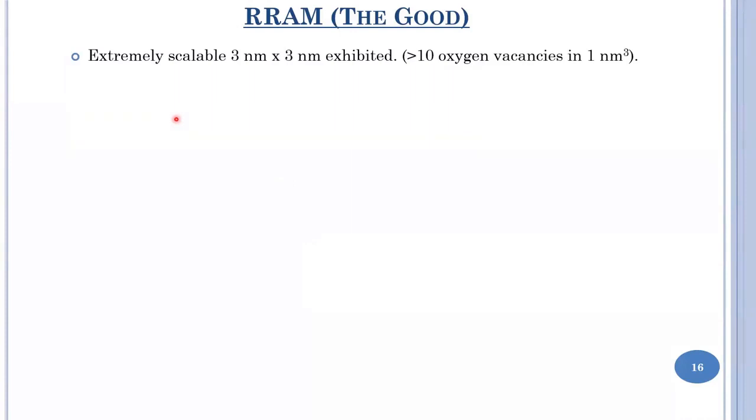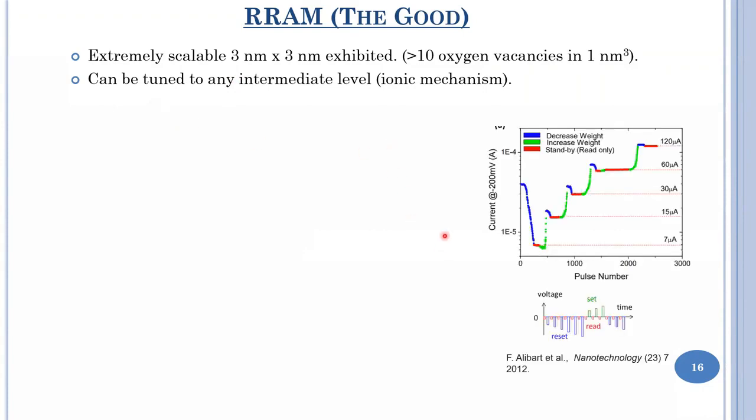Now the advantages of RRAMs. As I told you, extremely scalable RRAMs have already been exhibited. Here I mentioned 3 nanometers cross 3 nanometers, but in a recent paper people have already demonstrated 1 nanometer cross 1 nanometer RRAMs. Another advantage is that it can be tuned to any intermediate level between the minimum state and the maximum state. How can that be done? There is a specific program verify algorithm which does that. In it, we apply a programming pulse and then a verify pulse just to read the state and assure whether we have reached the desired value or not.